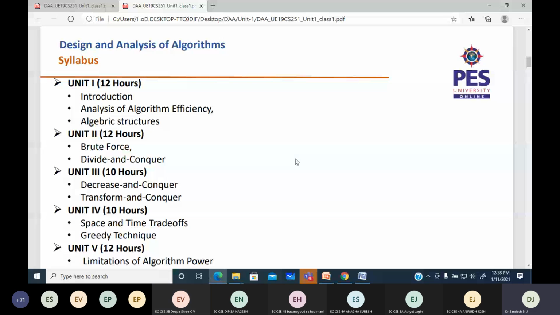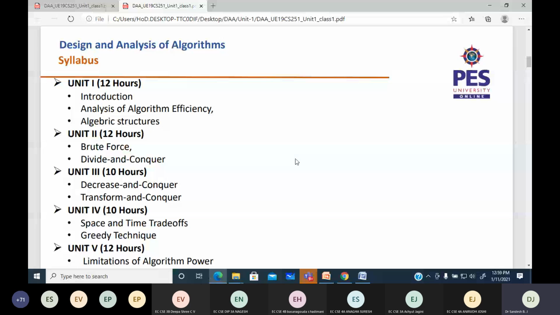So our unit 1 comprises 12 hours of teaching, where we will introduce what design and analysis of algorithms is, what design is, what analysis is. Then after the introductory class, I'll be talking about analysis of algorithm efficiency. We are going to see the framework to find the algorithm efficiency, and we will see some algebraic structures. Then we are going to talk about some techniques like the brute force technique in unit 2.